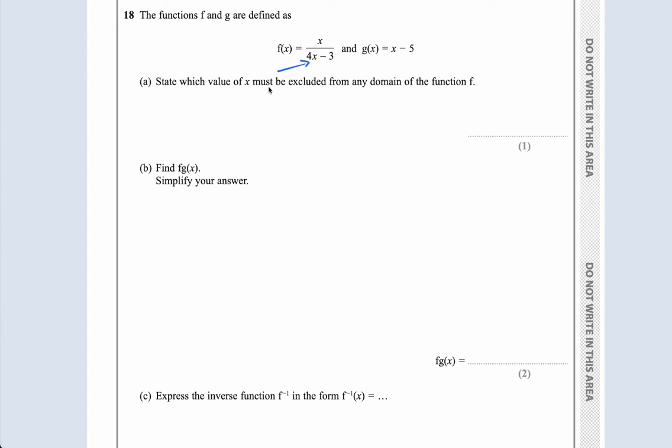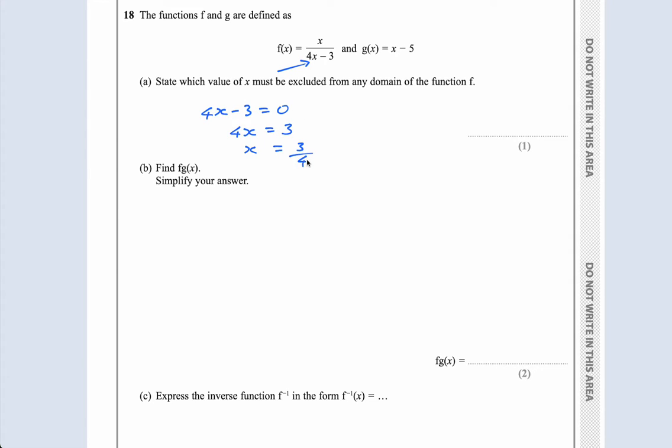Well, it's the number that gives me 4x minus 3 equals 0. Because remember, we cannot divide by 0. So what number can I put in there to get 0? I'm just going to make the denominator equal 0 and solve for x. So 4x equals 3, add the 3, and then divide by 4.